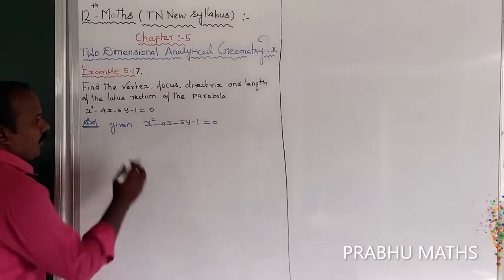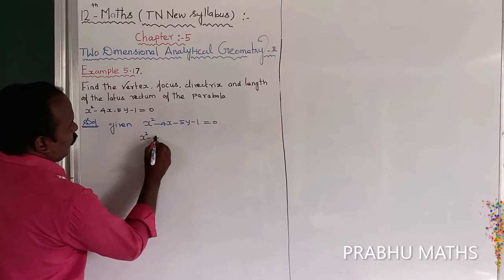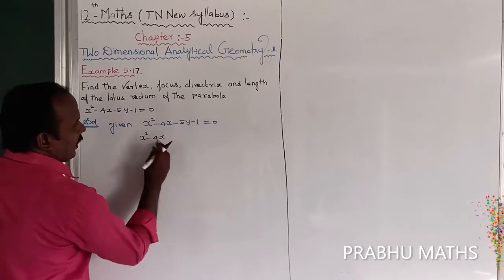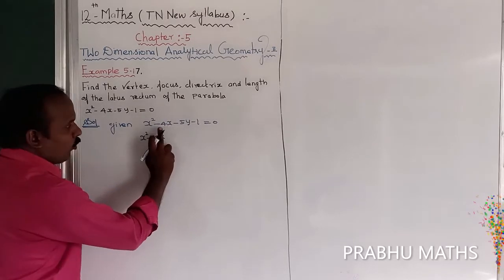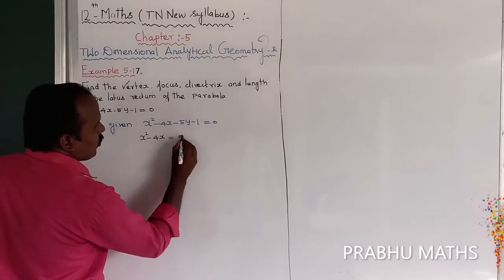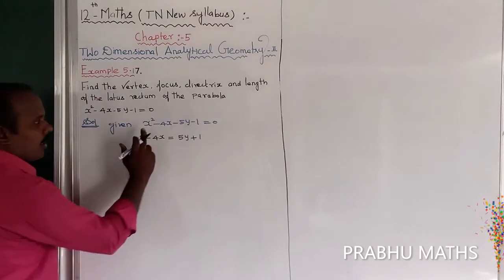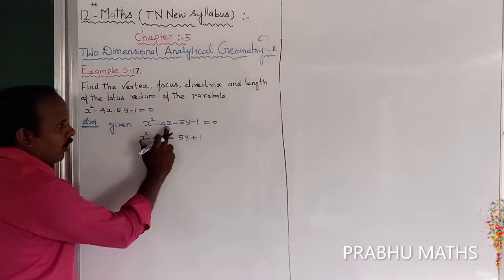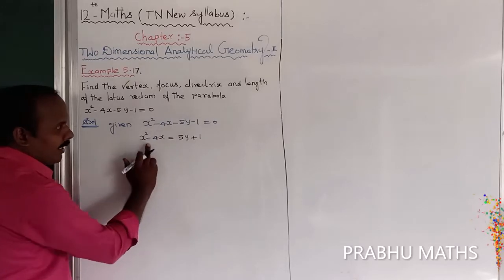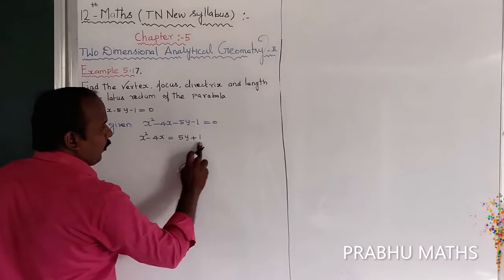So first, to solve this equation, keep x square minus 4x on the left side and move the remaining terms to the right side. x square means x, y square means y. So the remaining terms move to the right side: 5y plus 1. Clear? The remaining terms on the right side are 5y plus 1.